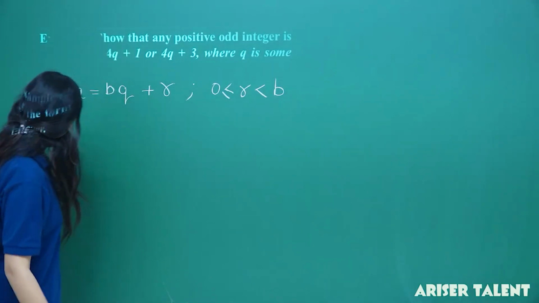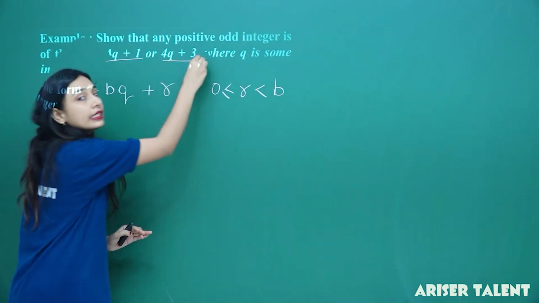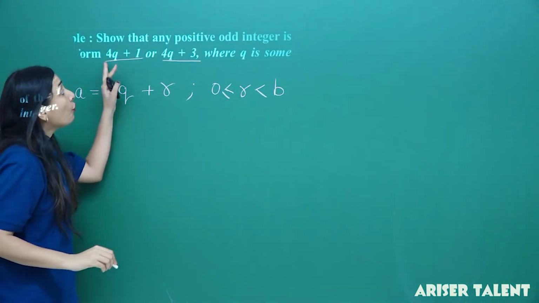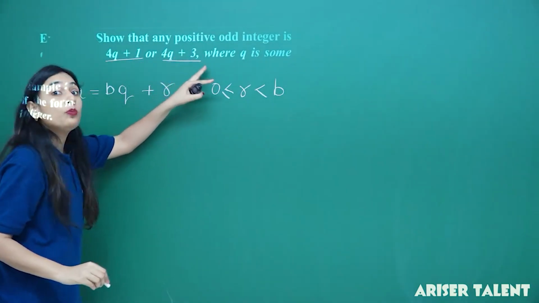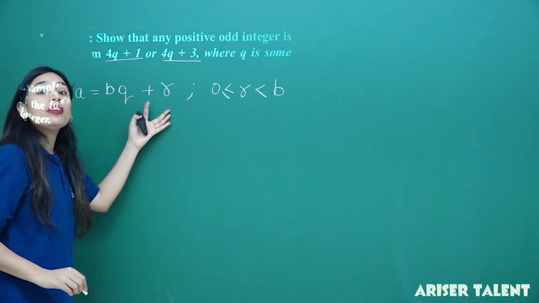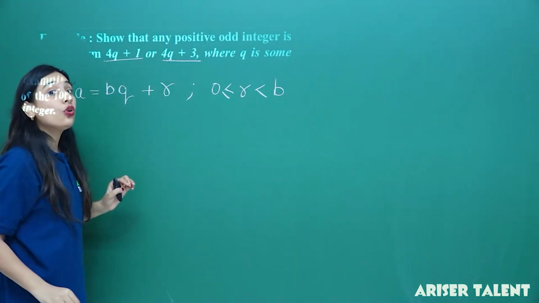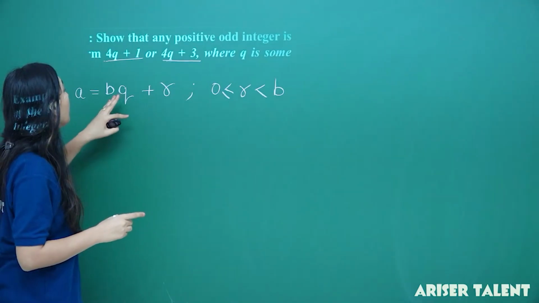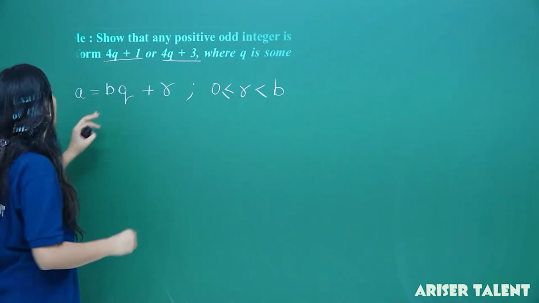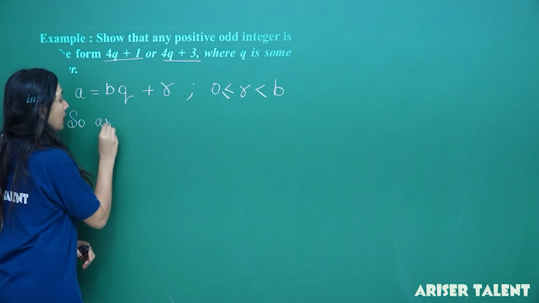Now, look at this expression carefully: 4q plus 1, 4q plus 3. Now, this 1 and 3 may be the remainder. So, what's common here? 4q and 4q. So, what will be the value of b? Right, it will be 4.